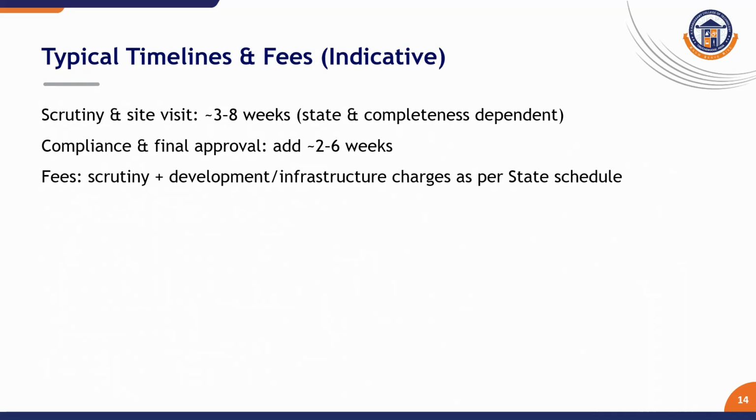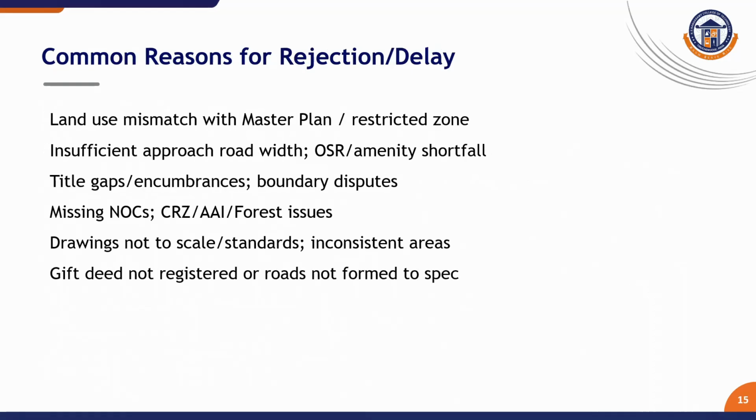It is important to manage expectations regarding timelines and cost. The scrutiny and site visit process typically takes between 3 to 8 weeks, depending on the state and the completeness of the application. Next, the common reasons for rejection.